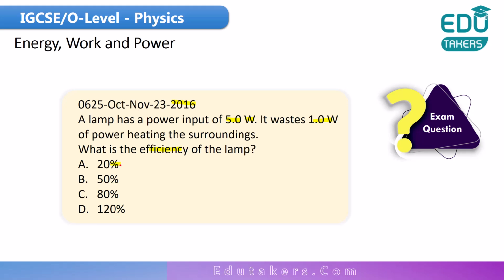That's why here is the percentage. It means that when you are going to calculate the efficiency, you have to multiply the answer by 100 so that the efficiency comes into percentage. So what is given here? Total input power is given.